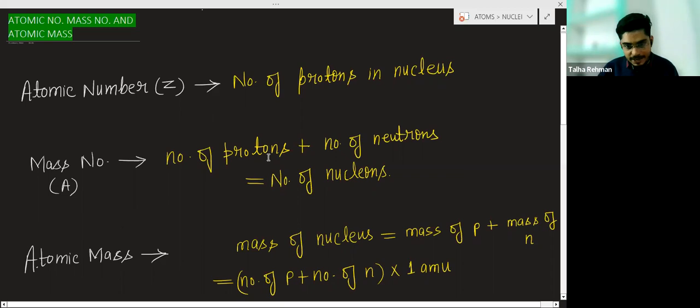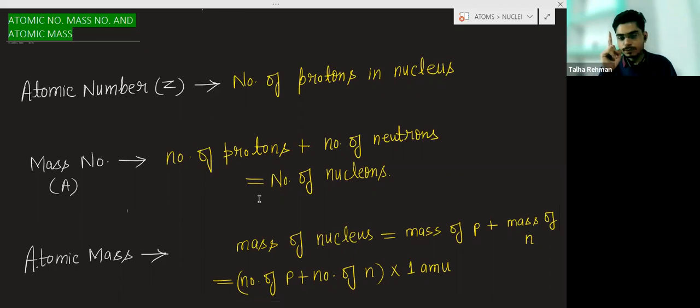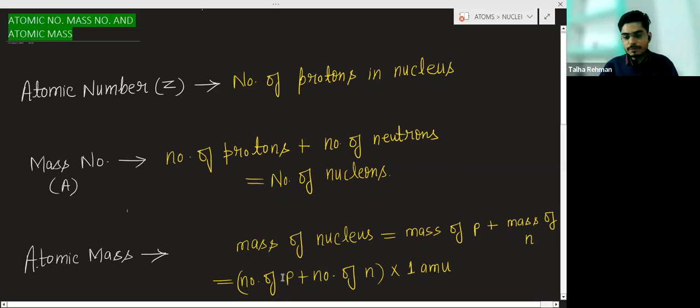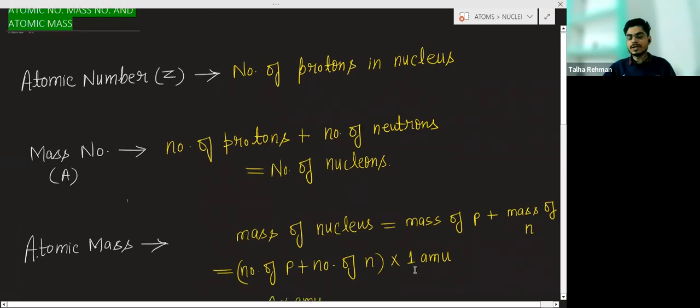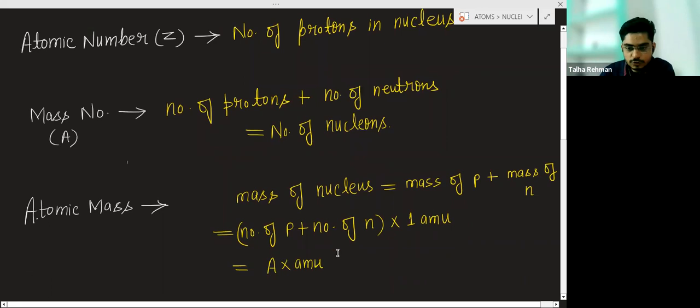If you multiply the number of nucleons with 1 u, you will get the atomic mass, because the mass of one nucleon is 1 AMU. If you have 5 nucleons, then the mass will be 5 AMU, meaning you multiply the number of nucleons with 1 AMU. So basically, it will become A times 1 AMU.